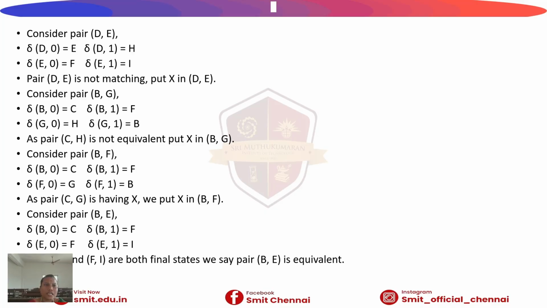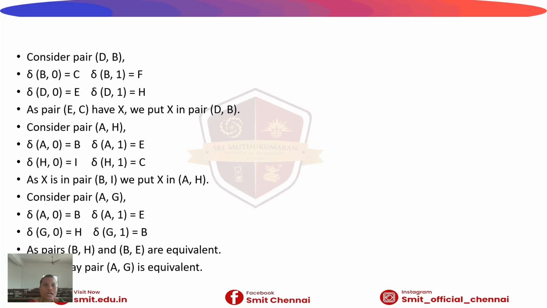So consider pairs DG, BG and BF, and CG having a mark. So put X in BF. Then consider a new pair BE. The input symbols 0 and 1 go to CF and IFI, which are both final states. We say pair B and E is equivalent. So consider pairs DB and EC, and then BI also, put an X into the mark. So these given states are also put into the mark.